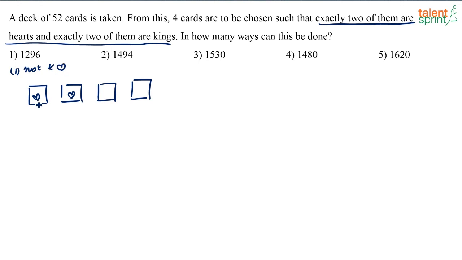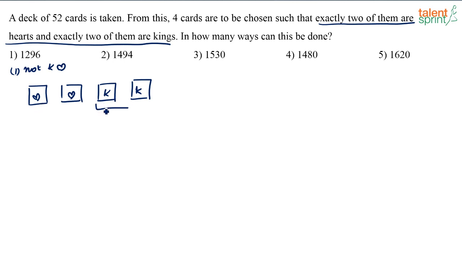In that case, I will have 2 heart cards, right? But this is not king of hearts. This is also not king of hearts. Then I have 2 king cards. Again, these 2 are not king of hearts. Correct? This is one possibility where this condition is satisfied, that is, exactly 2 of them are heart and exactly 2 of them are king. So the first case is the case where I am not choosing king of hearts at all. Among these 4 cards, none of them is king of hearts.